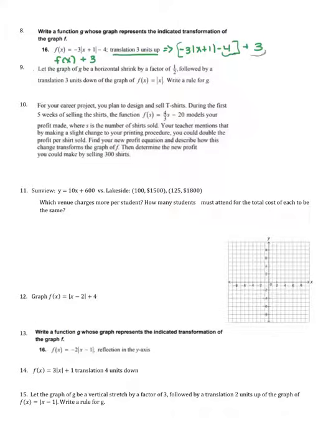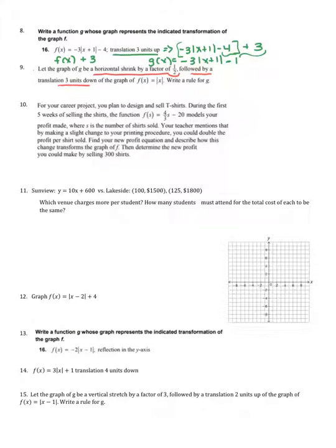So we can combine these last two terms. Negative 3x plus 1, negative 4 plus 3 is a minus 1. That's your final answer, so we call that g of x. So again, anything vertical goes outside the function, outside the parentheses. Anything horizontal goes inside the parentheses, substitutes for x, and works the opposite. And then we're going to follow that by a translation 3 units down.